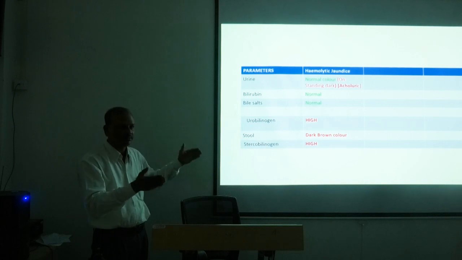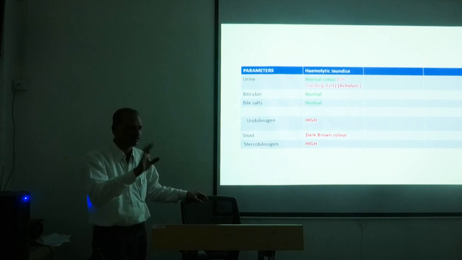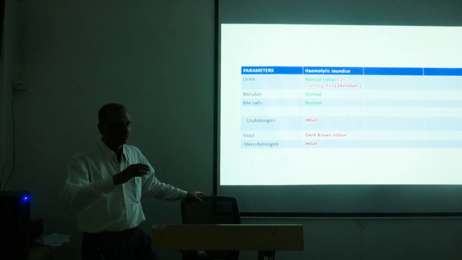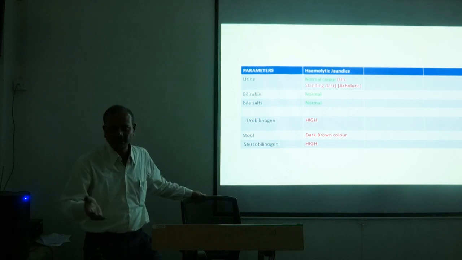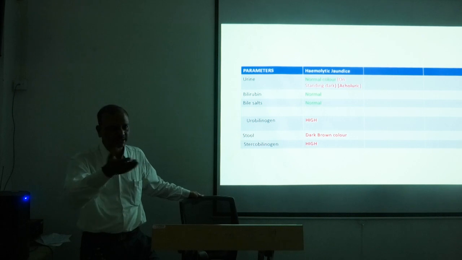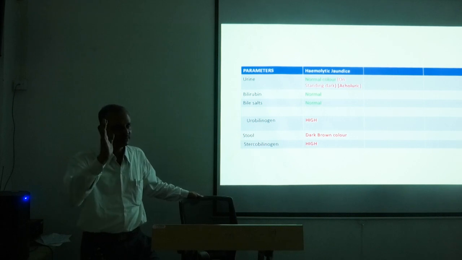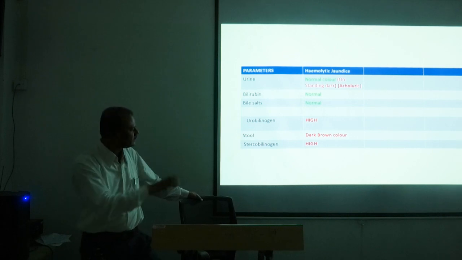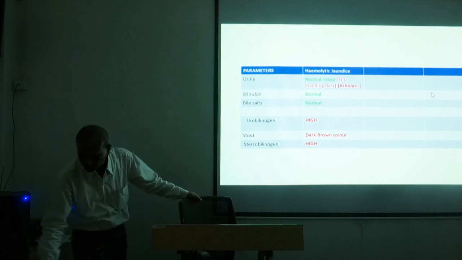In these cases, the Coombs test will be slightly positive. But those cases presenting with massive hemolysis will be very strongly positive, like grade 4 positive. And the stool color will be dark brown.